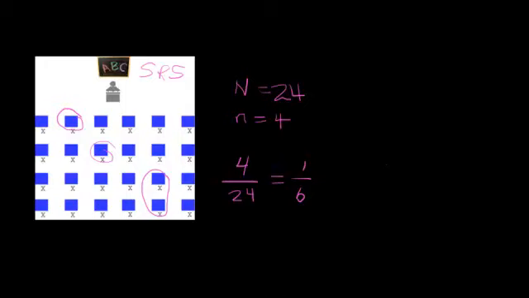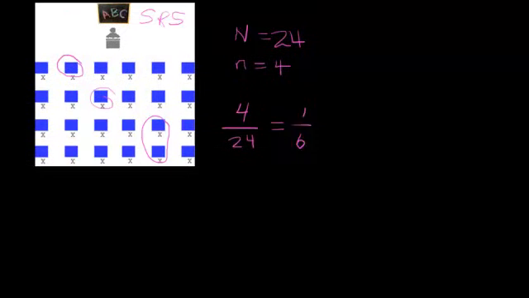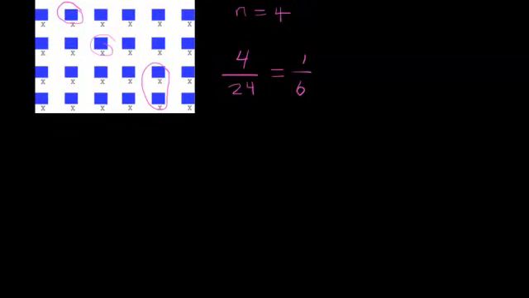So this is an example of how you can tell the difference between a simple random sample and just a general random sample. Now remember, this is a random sample. What I showed you above was also a random sample, but this is the specific type of random sample called a simple random sample.